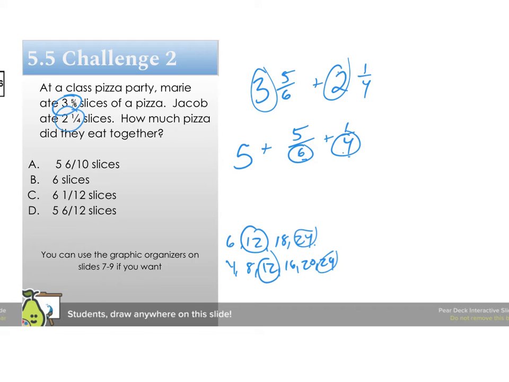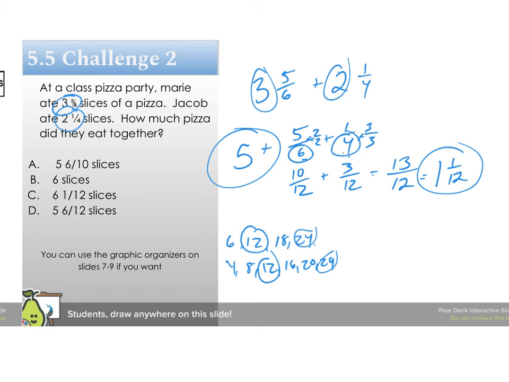So if I multiply this by 2, this makes 10/12. And if I multiply this one by 3, then I'm going to get 3/12. This 10/12 plus 3/12 is 13/12, which is equal to 1 and 1/12. Now I have 5 plus 1 and 1/12. That would be 6 and 1/12, which is the correct answer, C.